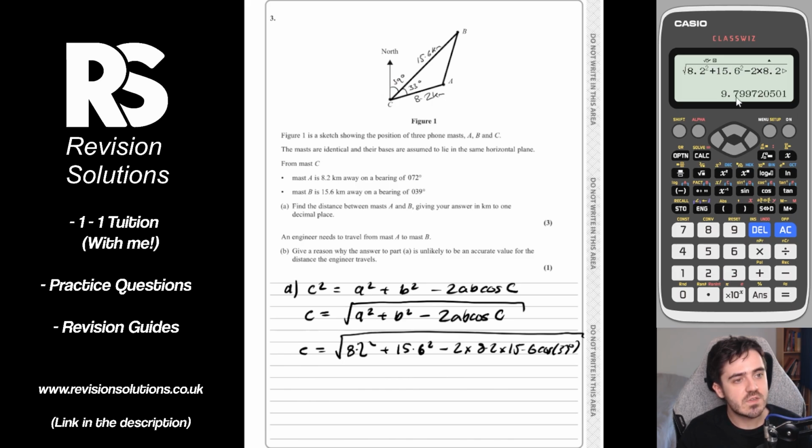That gives me 9.7997, and always check if there's rounding in the question. It asks for rounding to 1 decimal place. So for us, that's going to be 9.8 kilometers to 1 decimal place.